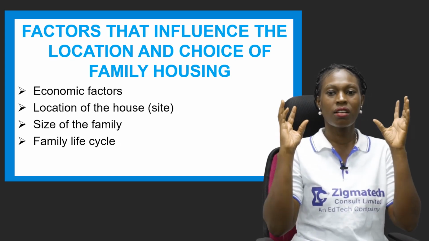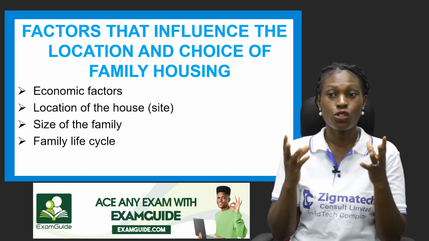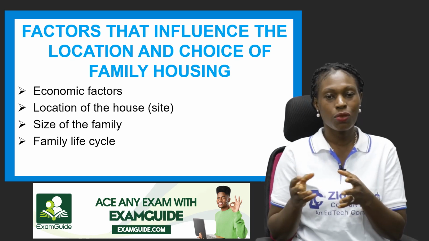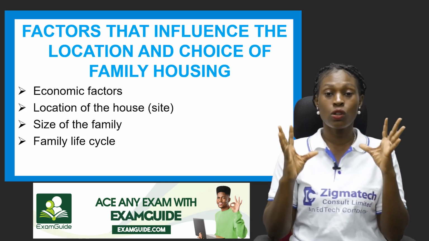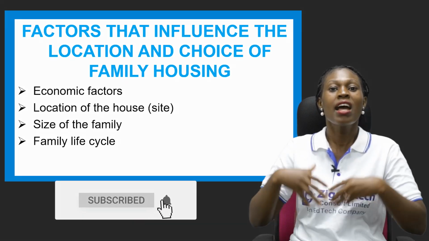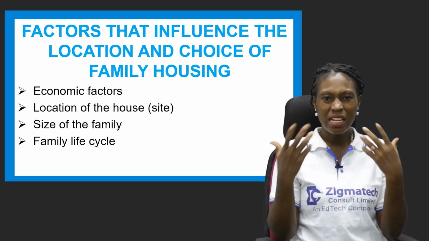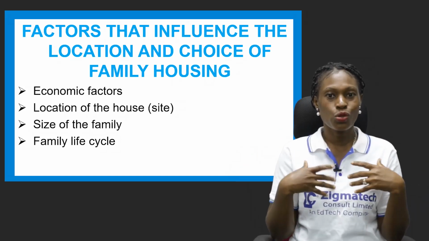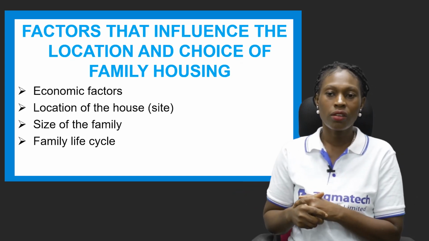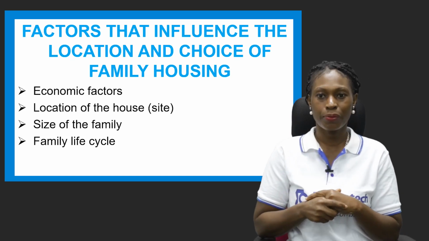So the economic factor, the economic status, can influence your choice of where your family house can be. If you do not have much money, or you are a low-income family, you can decide to just go somewhere and do something small, while the high-income family can get somewhere that is okay to their taste and move on. So the economic factor is one factor that influences the location and choice of the family housing.